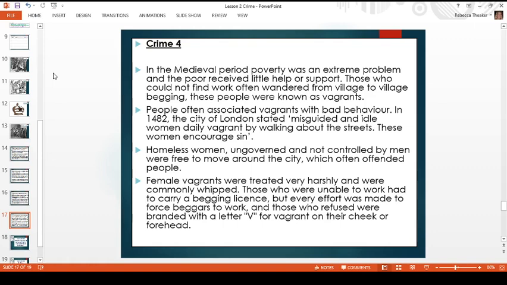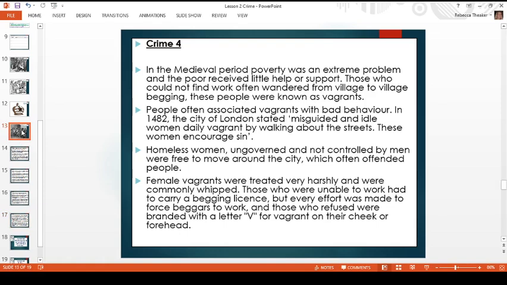In 1482, the City of London stated, "Misguided and idle women daily vagrant by walking the streets. These women encourage sin." Homeless women, ungoverned, who could not be controlled by men, were free to move around the city, which often offended people. Female vagrants were treated very harshly and were commonly whipped.